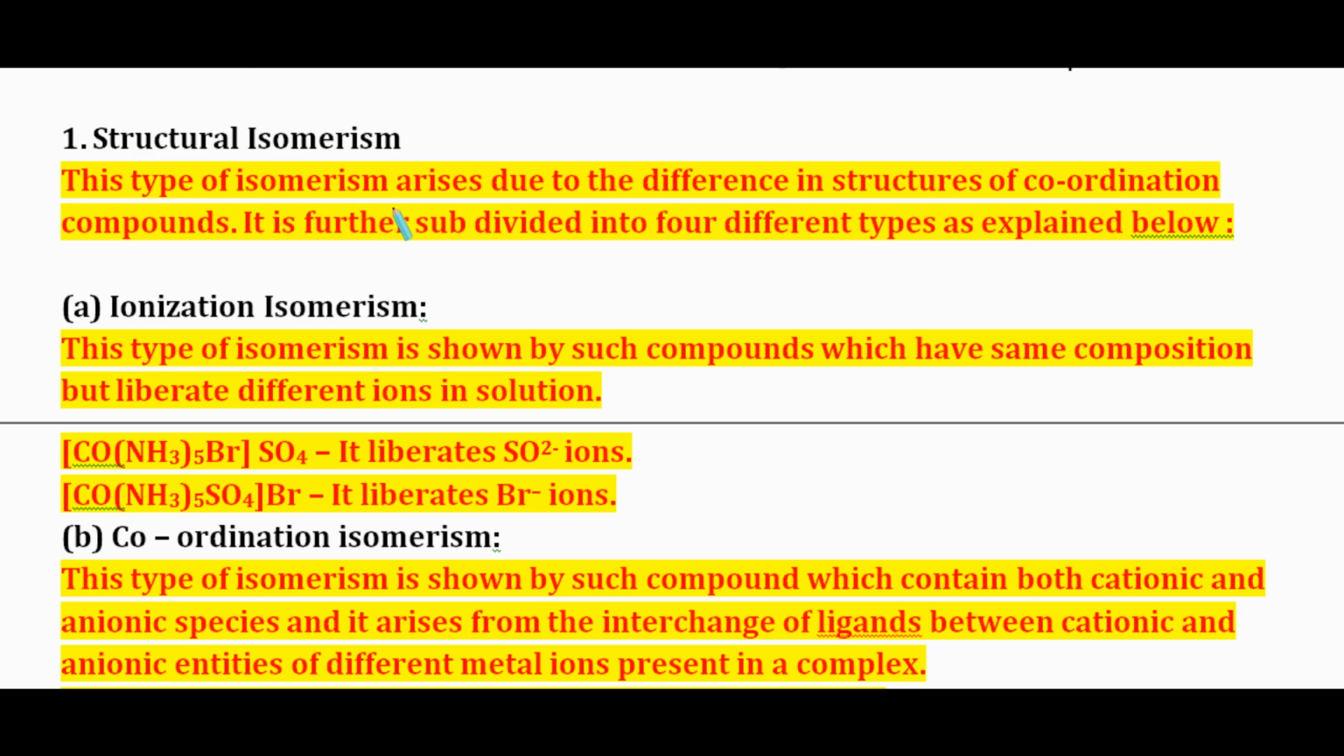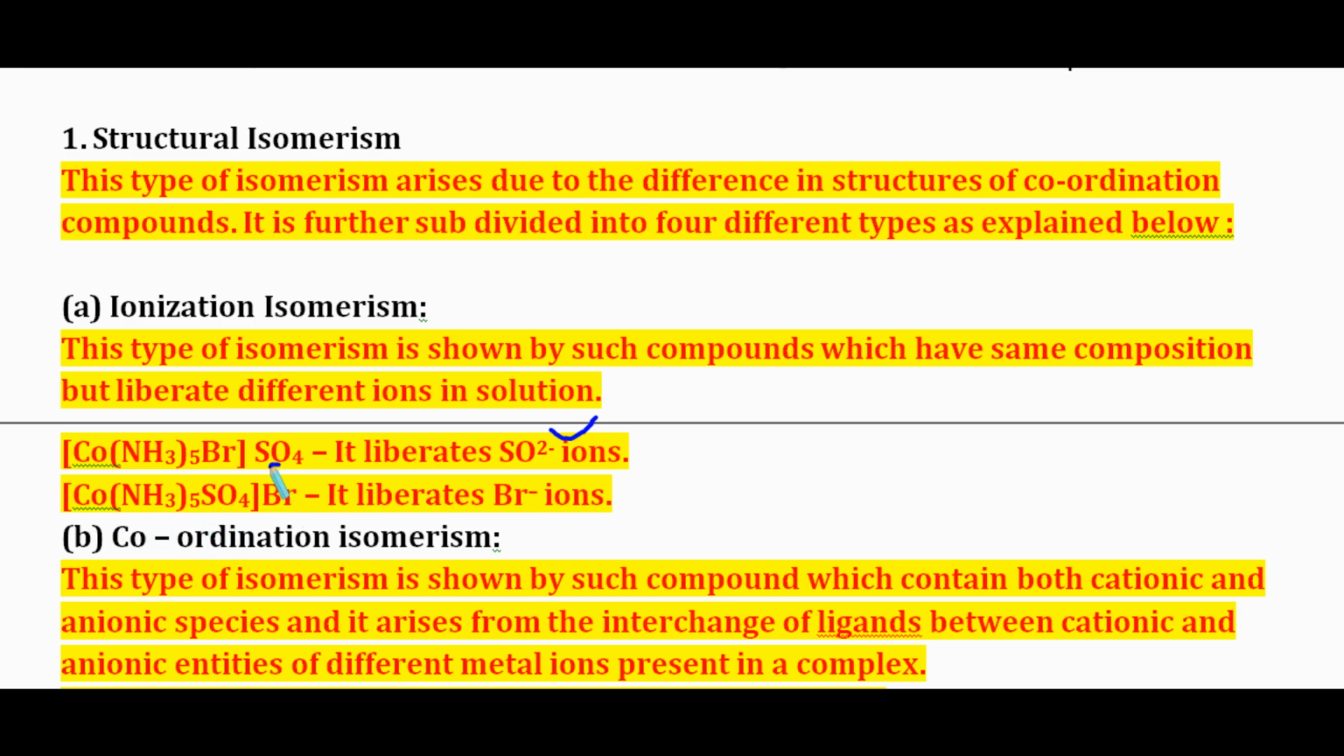Structural isomerism. This type of isomerism arises due to difference in structure of coordination compounds. It is further subdivided into four different types, explained below. First is ionization isomerism. This type of isomerism is shown by such compounds which have the same composition but liberate different ions in the solution. This is Co(NH3)5SO4Br. Again, Co(NH3)5BrSO4 liberates SO4 ions in the solution.